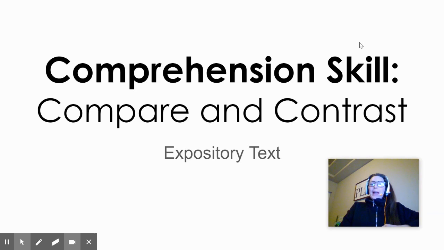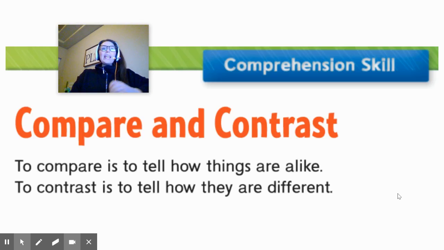I'm going to work with you now on our comprehension skill of the week. This week, we are going to be talking all about comparing and contrasting. When we compare and contrast, we do two things. First, we compare to tell how things are alike or the same. When we contrast, it is to tell how they are different.